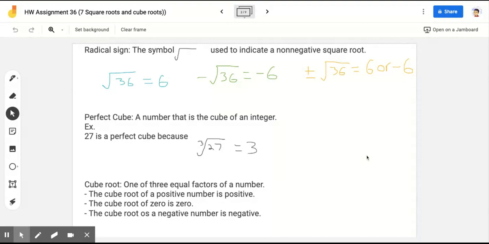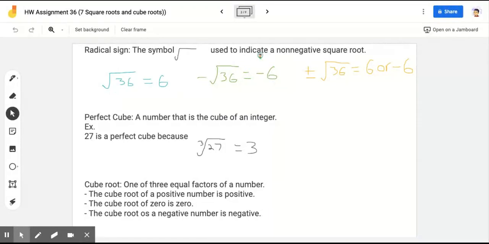So the radical sign is that symbol that we see right there. It looks like a little check mark almost, a little check mark with a flat end, a horizontal line at the top. It's used to indicate a non-negative square root. So if I ask you what is the square root of 36, we should know that the square root of 36 is 6. If I asked you for the negative square root, notice how the negative is outside of the square root, negative square root of 36, it is negative 6.